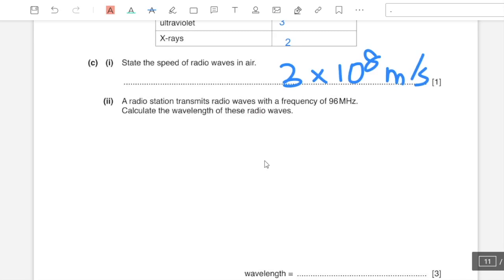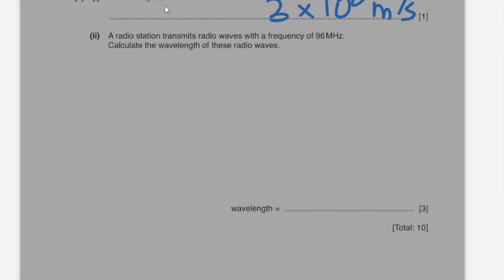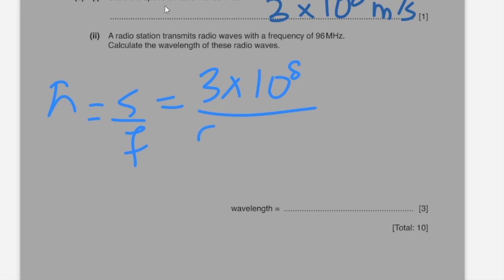2. A radio station transmits radio waves with a frequency of 96 megahertz. Calculate the wavelength of these radio waves. So we have the formula of wavelength as speed divided by frequency. Speed in this question is 3 into 10 to the power of 8 divided by the frequency, which is 96 megahertz with 6 zeros, and this gives us the answer as 3.1 meters.